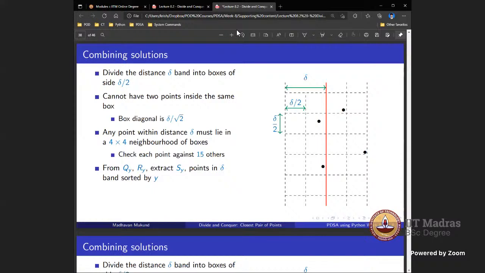16 blocks, yes. And can we just compare the points in the Q region with only the R region? We have already computed the closest points in the Q region, so I don't think it's necessary to compare the blocks in the Q region again. Okay, I'm repeating what you said: we already computed on Q region and R region, so why compute on Q again?